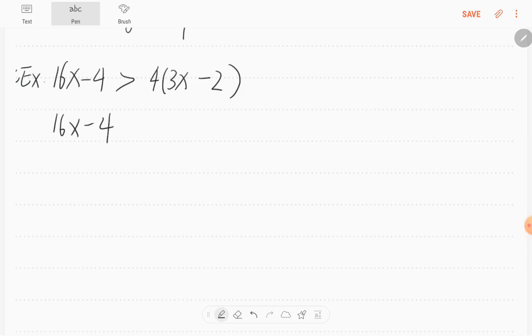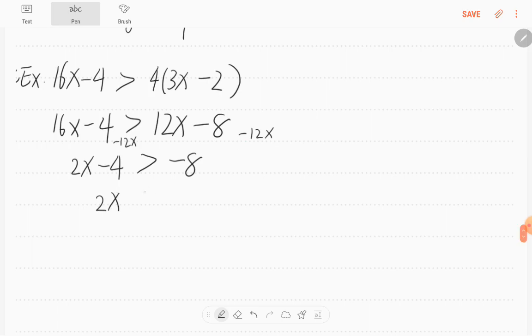16x minus 4 greater than 12x minus 8, right? We distribute 4 to each term. Then we subtract 12x on both sides, so it would be 4x minus 4 greater than negative 8. You can write a little letter to help you to understand. Then we add 4 on both sides, so this would be 4x greater than negative 4. So we divide by 4 on both sides.